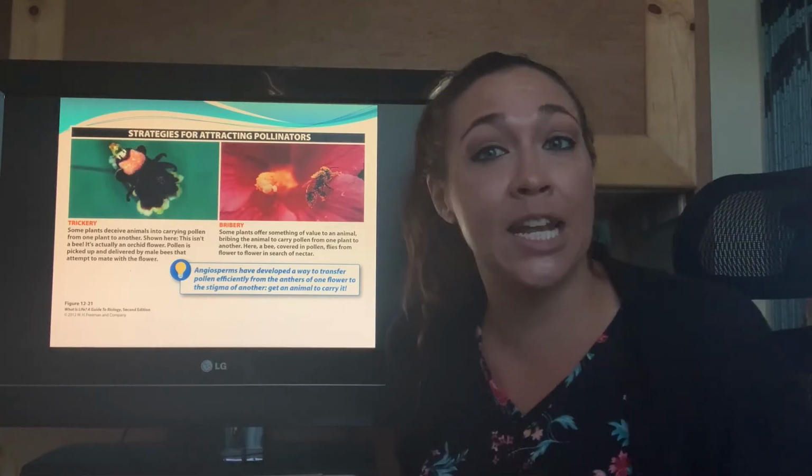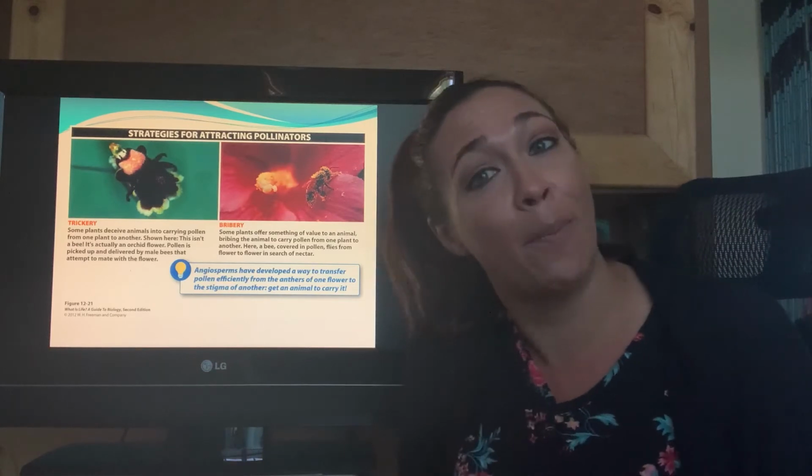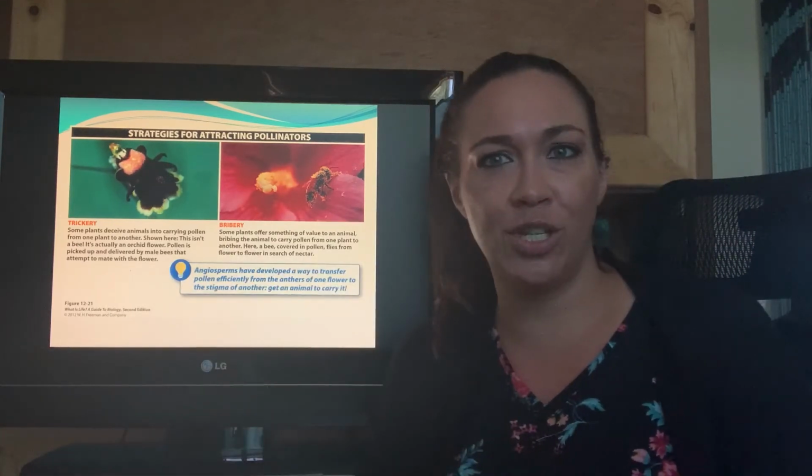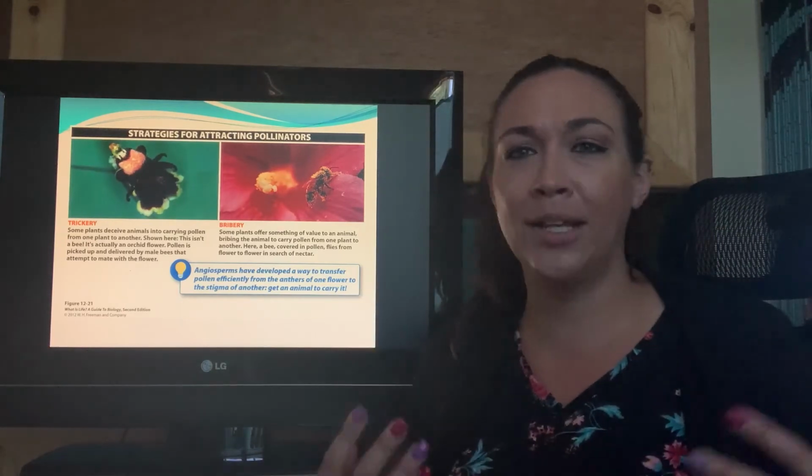Another thing is having things like nectar. If you have a food source, the pollinator is more likely to stop by, right? Oh, that delicious flower has some nectar in it that I want to eat. Then they get covered in that pollen.